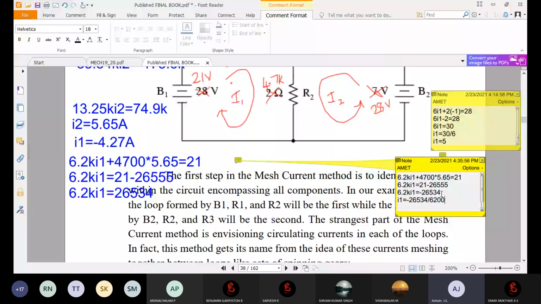Sir, minus 0.2. Sir, if we stop at the point itself, we can continue. Completed, ma. Minus 4.28. That is what I represented here. I1 is equal to minus 4.27 amps, I told. If you round up, you may get 4.28 or something.